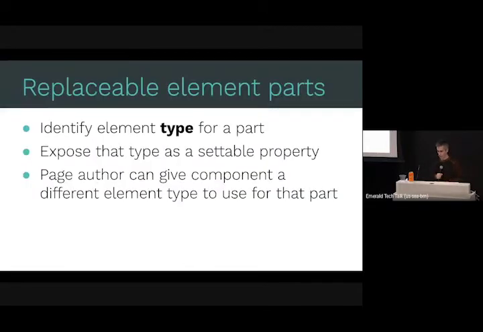Okay, let's go on to our last technique. So we think parts are a pretty foundational ingredient in building components. You're trying to build up something complex from smaller parts. As we talked about before, page authors may want to style those parts, but maybe they want to just replace the element being used for that part entirely. So we can do that. We can make our components flexible enough that they expose the type of the element used at a particular point in the shadow DOM as a settable property.